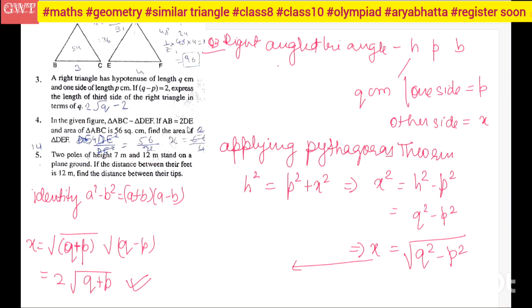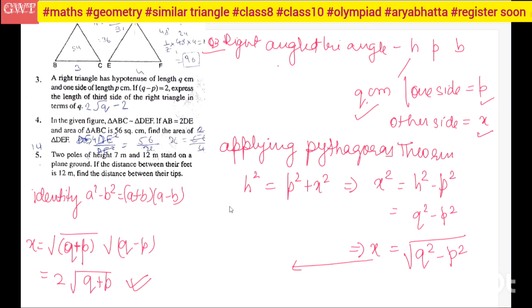Hello Viren. See what I am trying to say: they are asking about a right angle triangle having the hypotenuse as q centimeter, one side length is p centimeter, and they are saying the difference is 2. So how can I find the third side in terms of q? I know that for a right angle triangle I have hypotenuse, perpendicular and base, and according to the question the hypotenuse is q centimeter, one side is p. Suppose another side be x.